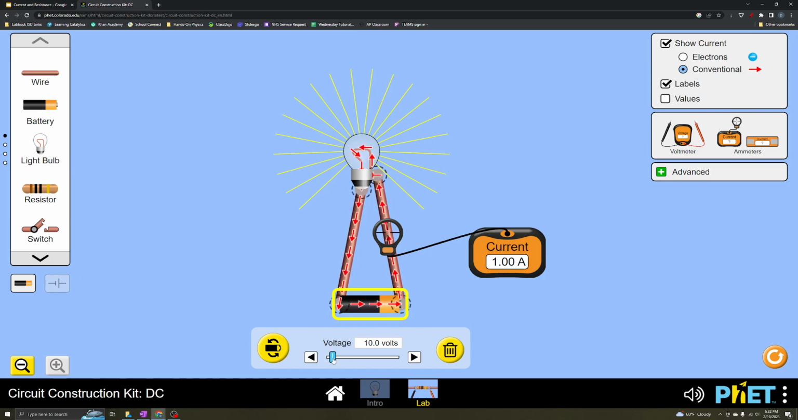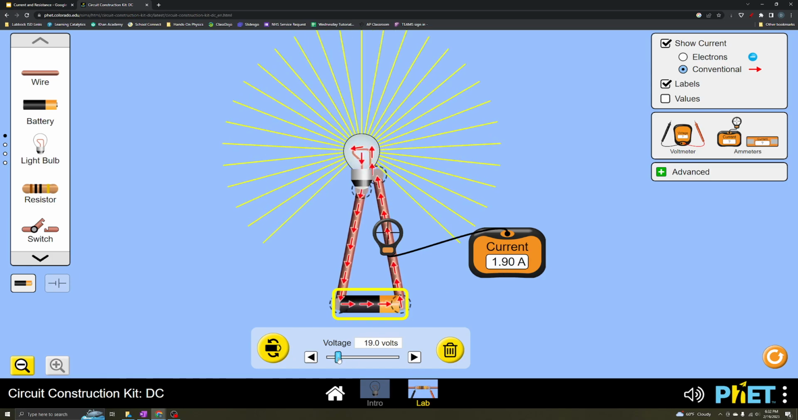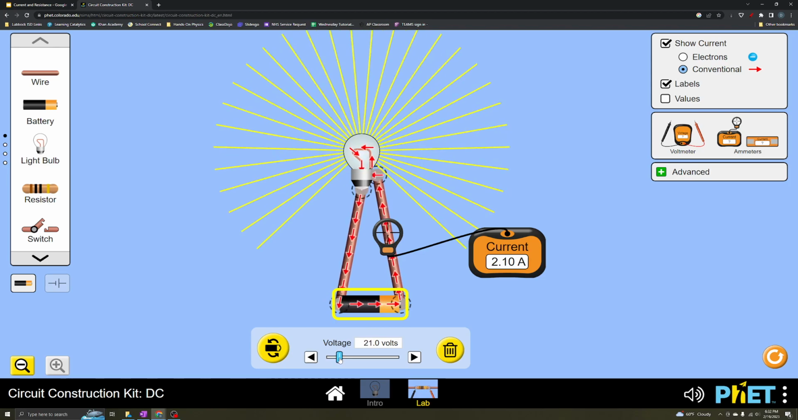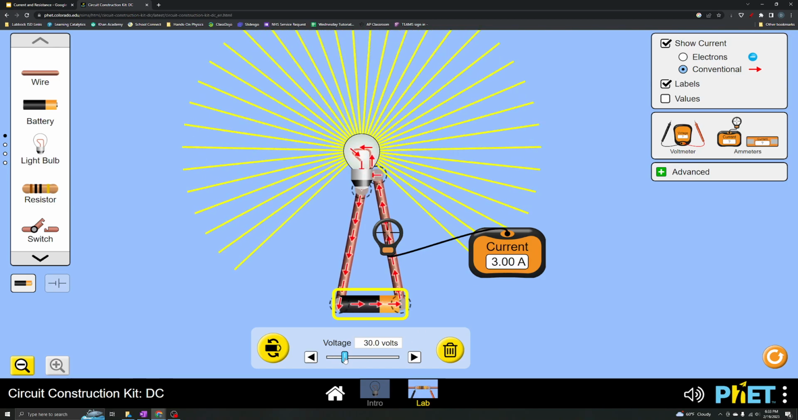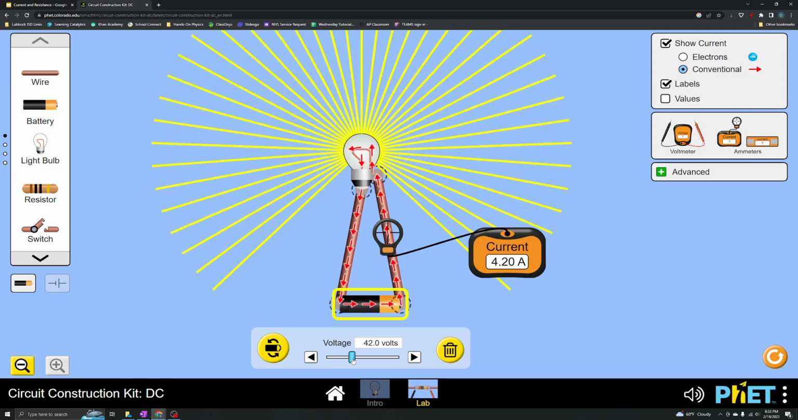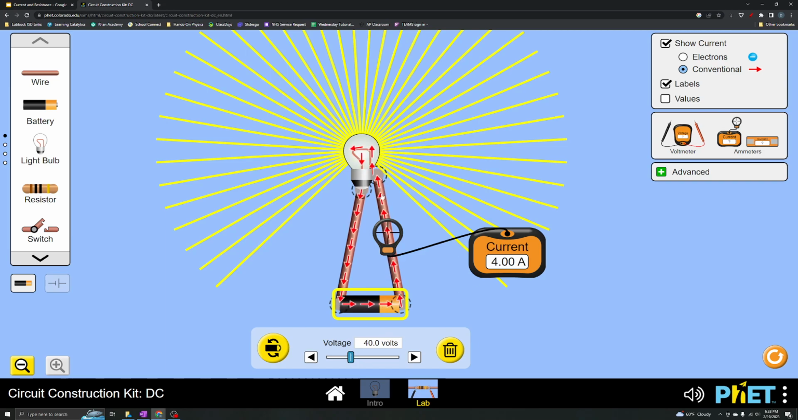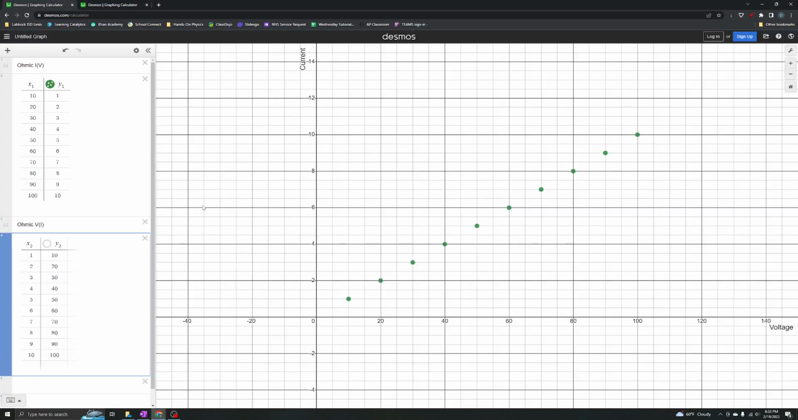So let's look at that here. If I go up to 20 volts, hold on, let's get on there. There we go. Yeah, I've got 2 amps. If I go up to 30 volts, I'd expect 3 amps, and I do. If I go up to 40 volts, I would expect 4 amps. And so we can see that this light bulb here is behaving as an ohmic resistor. It is going to have a linear relationship. And I've got a little graph of what that looks like here.